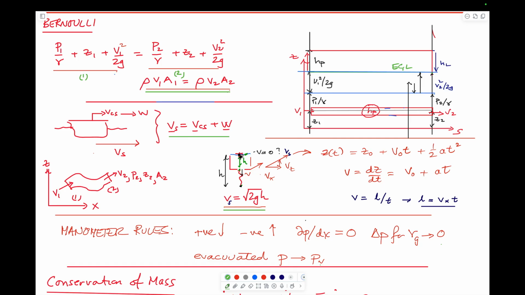H is the vertical height between the top of this along the stream tube. If water comes out at this velocity out of the bottom of the tank, it also comes out horizontally at that velocity or vertically upwards at that velocity, so you know what the velocity is coming out of the tank.